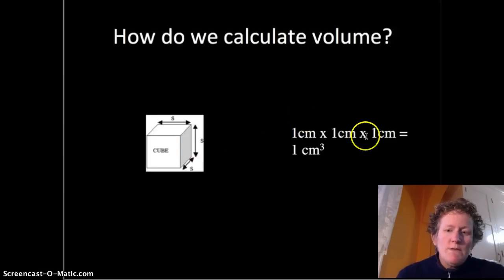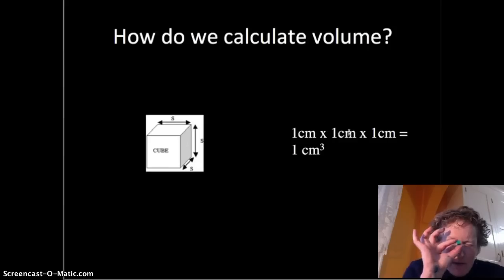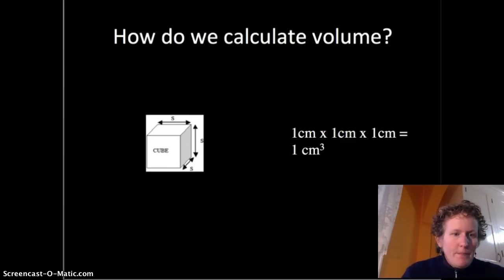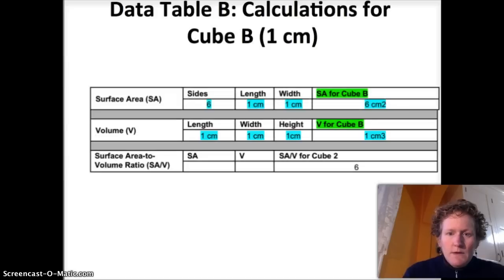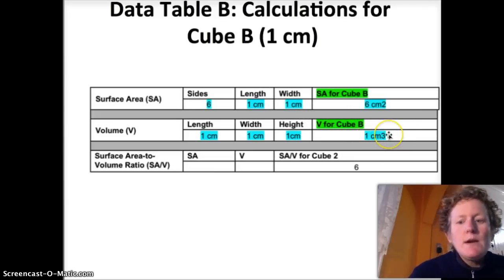How do we calculate volume for the small cube? 1 centimeter cubed. It's 1 centimeter times 1 centimeter times 1 centimeter. There is only 1 centimeter cubed here. So your data table for cube B is going to look like this. The volume for cube B is 1 centimeter cubed.